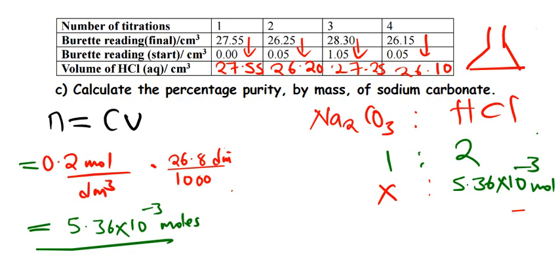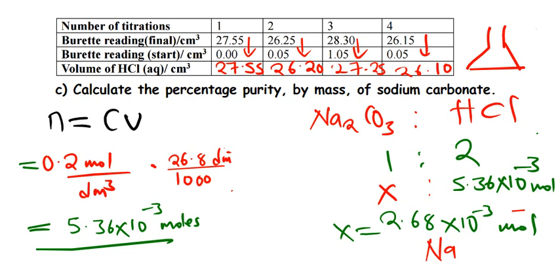So if you see this, you see that actually it's just going to be half of that. So 5.36 divided by 2 is approximately 2.68 times 10 to the power negative 3 moles. These are the number of moles of what? These now are the number of moles of sodium carbonate. I think I need to make that clear there. These are the number of moles of sodium carbonate.